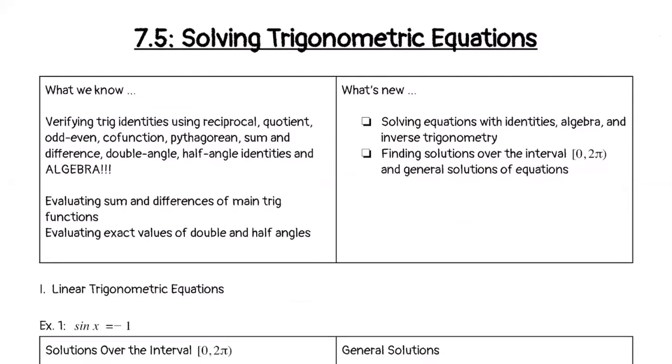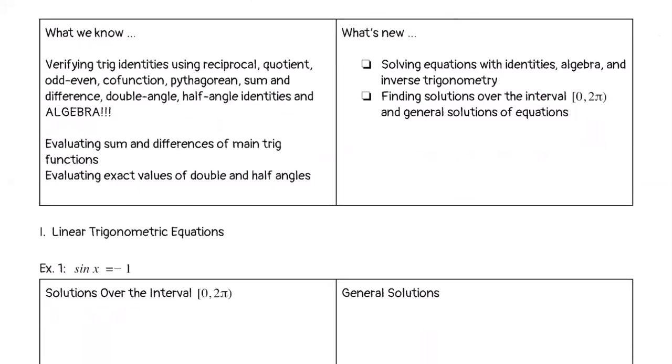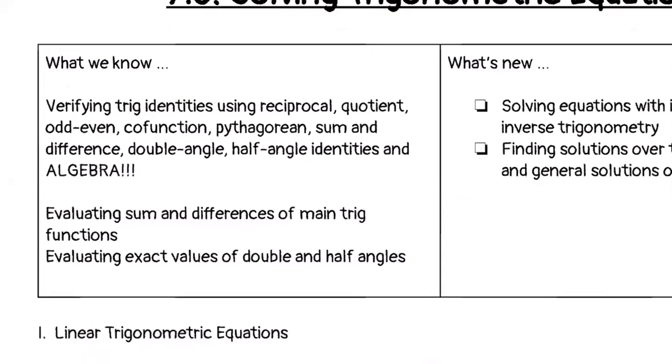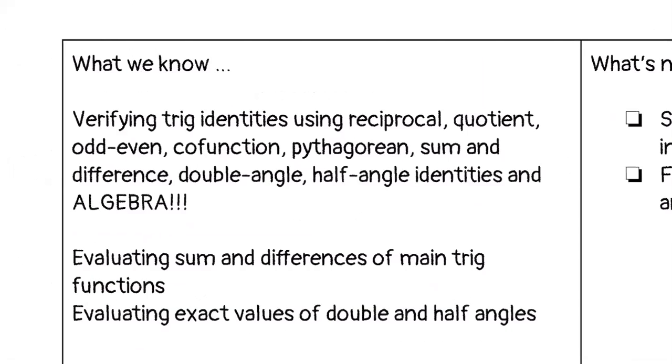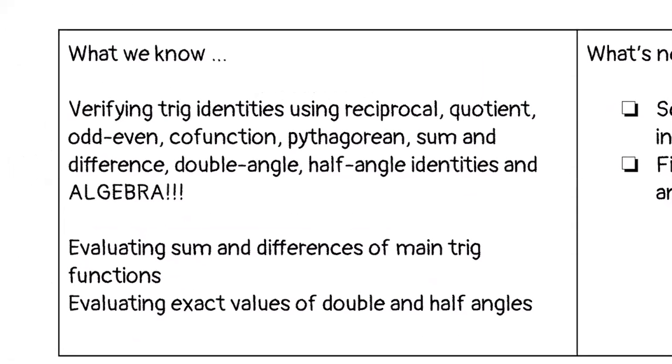7.5. All right, so I feel like as we move on, this what we know list gets longer and longer, which is sometimes overwhelming, but hopefully more just a reminder of how far you've come since the very first day of 104, okay? So things that we have learned are verifying trig identities using reciprocal, quotient, odd and even, cofunction, Pythagorean, sum and difference, half angle formulas, and algebra.